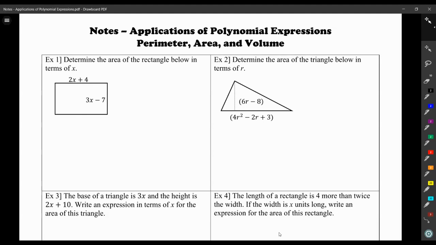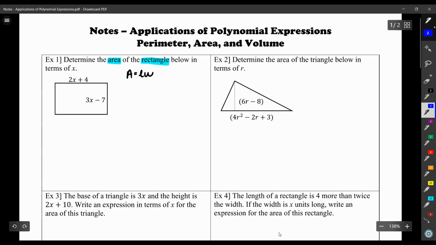Applications of polynomial expressions. So we're going to deal with perimeter, area, and volume. So 1 and 2 are relatively basic. Number 1 says determine the area of the rectangle below in terms of x. So it wants us to find the area of a rectangle. So if we think about our formula, the area for a rectangle is length times width.